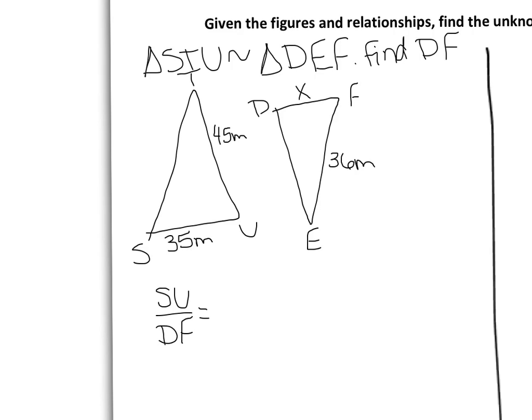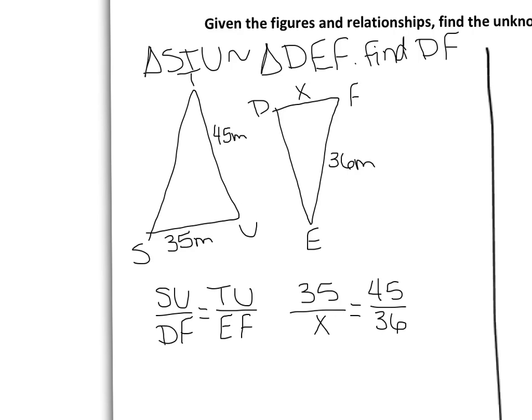Okay, we're going to set that equal to, because we're going to form a proportion, my other side. And we're going to look for TU. Once again, STU we have to put in the numerator and DEF in the denominator. We've got to stay consistent with that. TU are the last 2 letters, and EF are the last 2 letters in my second triangle. So now we're going to fill in those blanks. SU measures 35. DF measures X. That's the side we're looking for. TU measures 45, and EF measures 36.